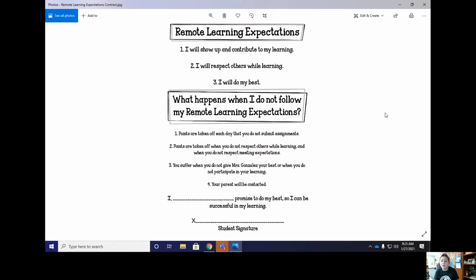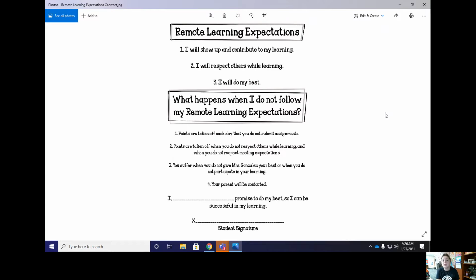So the second one is that points are taken off when you do not respect others while you're learning and when you do not respect meeting expectations. So during our morning meetings, if your camera is not on, you're not respecting my expectation of the morning meeting. I want to see your face. You guys are all amazing and so sweet, and I just want to be a part of your day. I look at a computer screen just like you do every single day. I want to be able to see you guys. I want it to feel like you are in a classroom as much as possible.